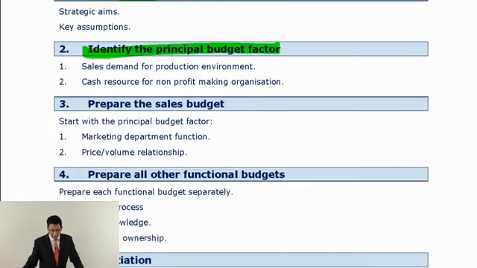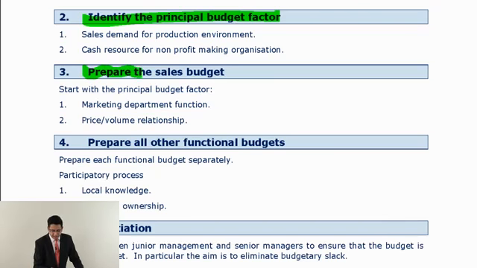Next, once we identify the sales, we look at preparing the sales budget. The very first budget we produce is the sales budget. The sales budget is very simple. All we need is knowledge of two things: one is the sales volume and the second is the selling price. So for each product we need to know the sales volume and the selling price. Selling price multiplied by the sales volume is the sales budget.